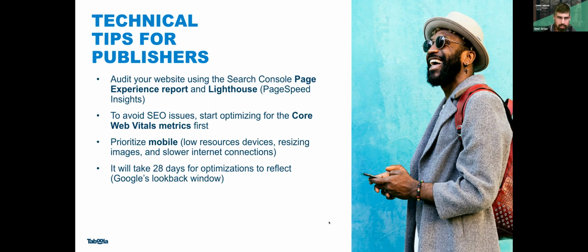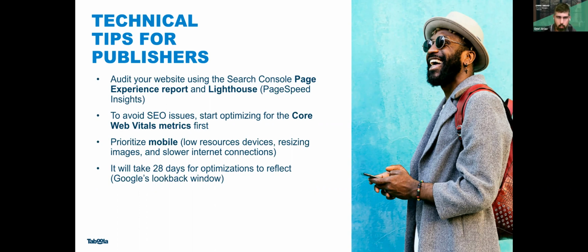They are more occupied in resizing images and stand for slower internet connection than desktop devices. It's also important to tell you that it will take 28 days for optimization to reflect, as Google is using field data. It's called CRUX, Chrome Real User Experience. They are taking anonymous browsing data from users, and they are calculating the Core Web Vitals metric score with a 28 day look back window.